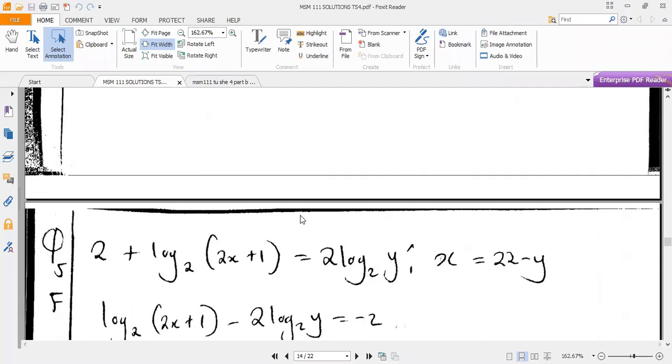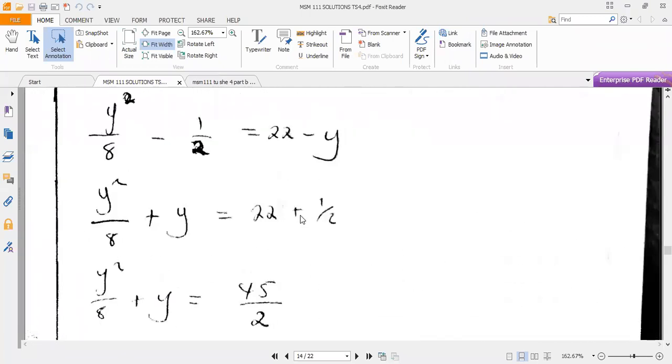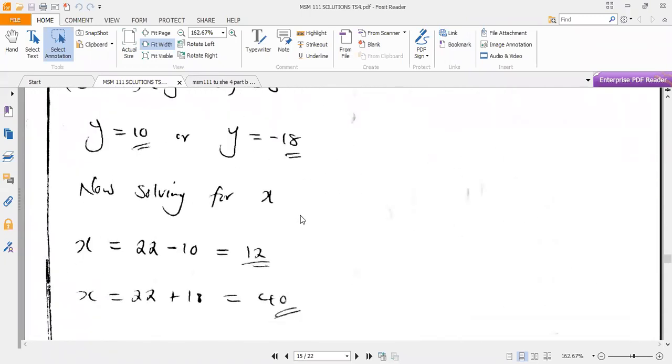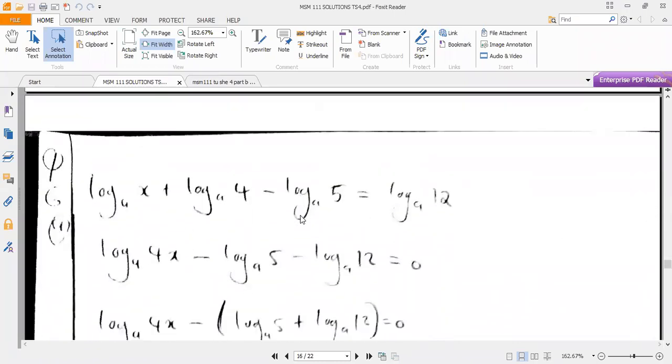We go to question 6. Question 6 now. We've been taught to solve the logarithmic equation. So I want to solve this log which we've been given: log base A of x plus log base A of 4 minus log base A of 5 is equal to log base A of 12, isn't it?